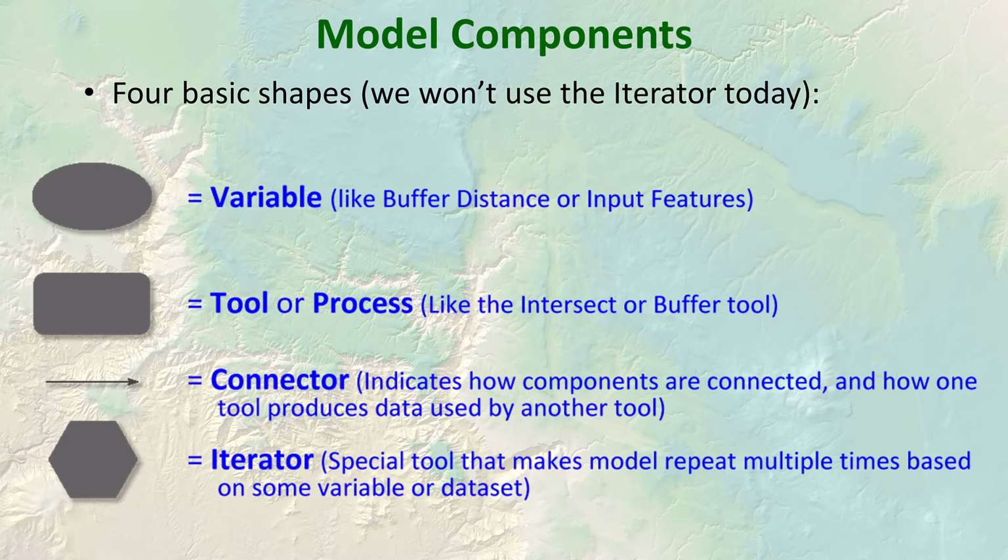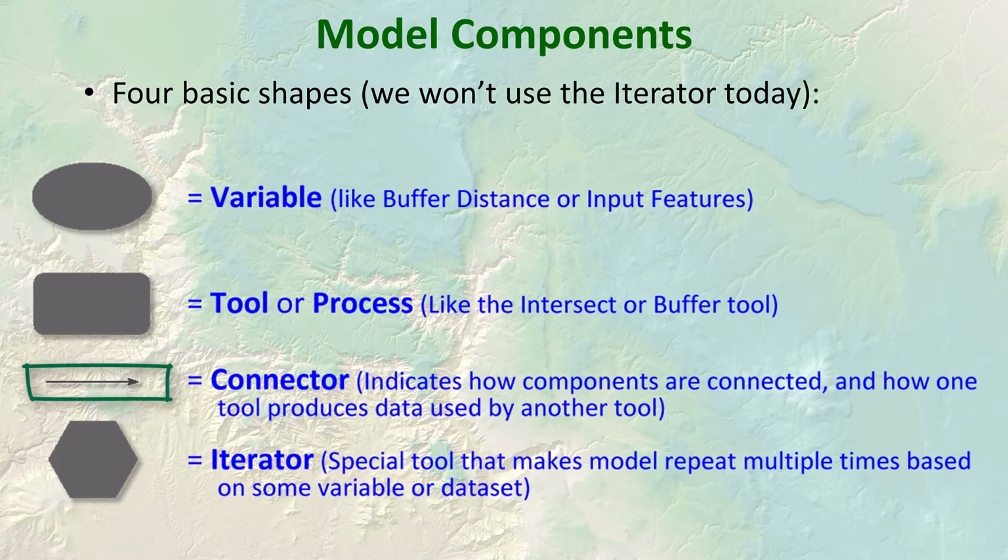First off, you're going to have 4 different shapes in the window. You've got these oval shapes that stand for variables. These could be input data sets. They could be other types of objects. They could just be numbers or text values. And the rectangular objects are tools or processes. Now, in ModelBuilder, they sometimes call these things processes instead of tools, but they're basically tools.